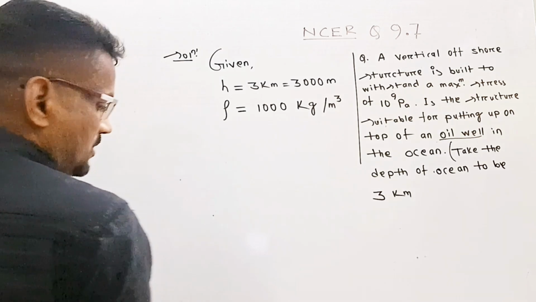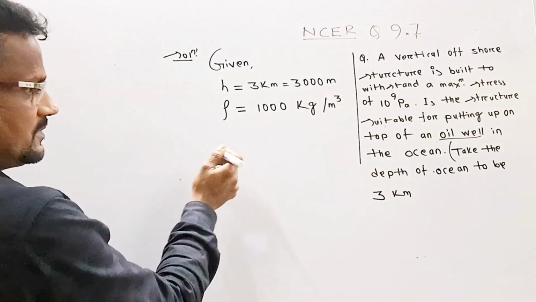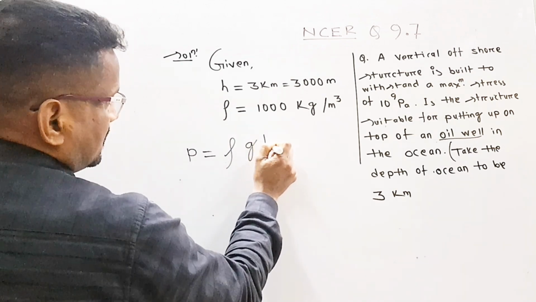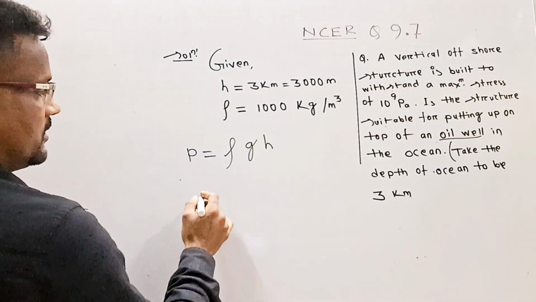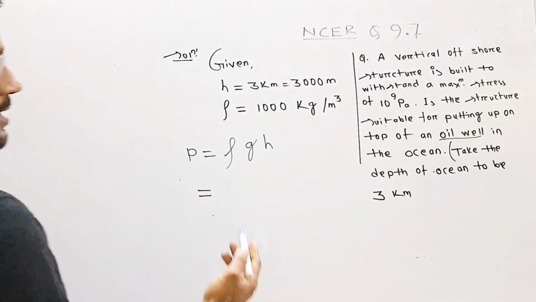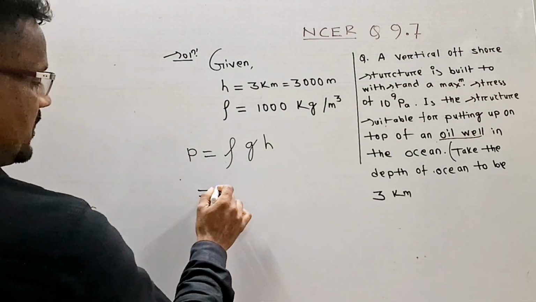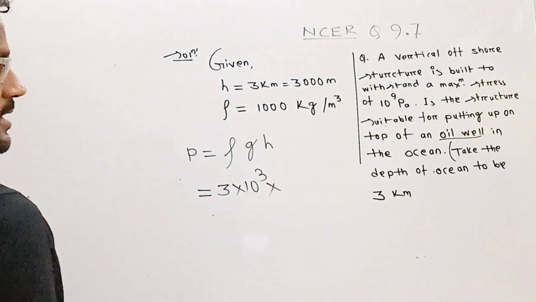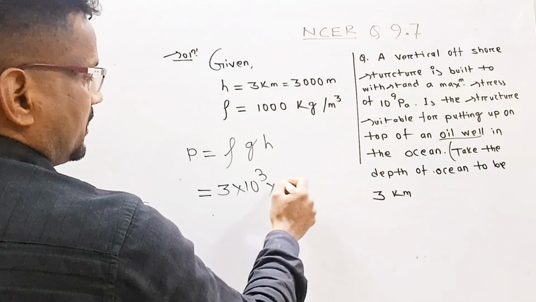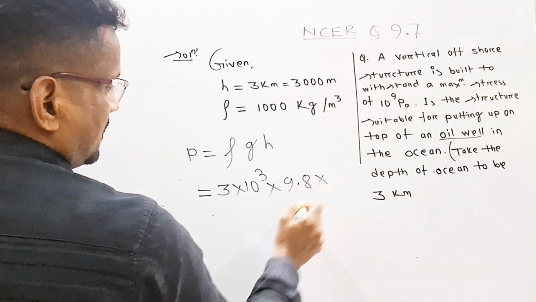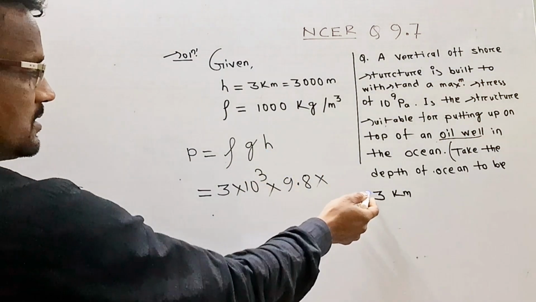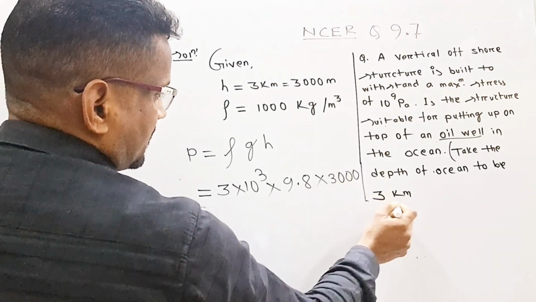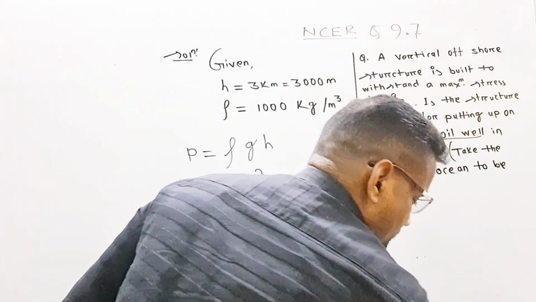So if we calculate the pressure, it will be pressure equals rho g h. Here rho is the density of water, which you take as 10 to the power 3, and g is 9.8. Again h, the depth, is 3 kilometer, so in meter that will be 3000 meter, as it is given in kilometer.